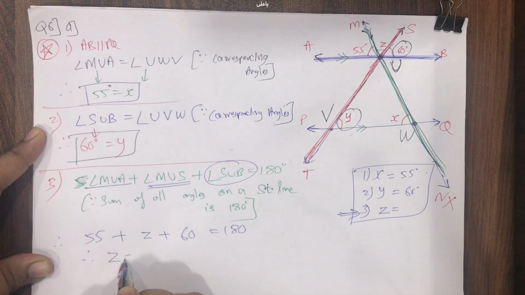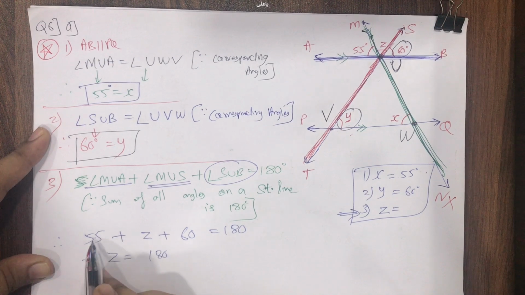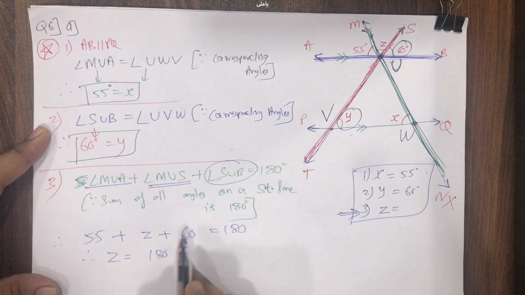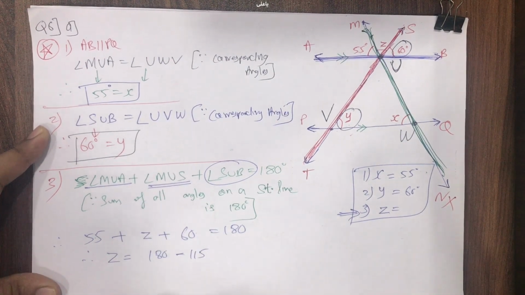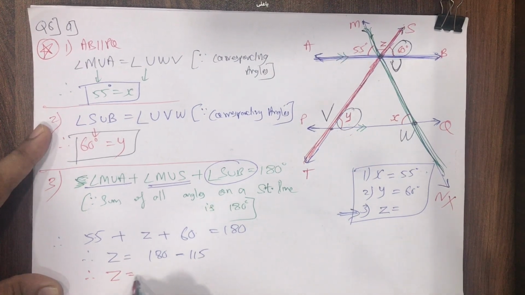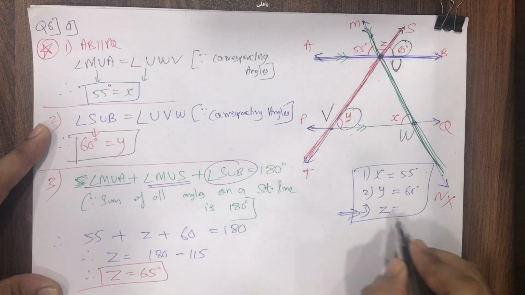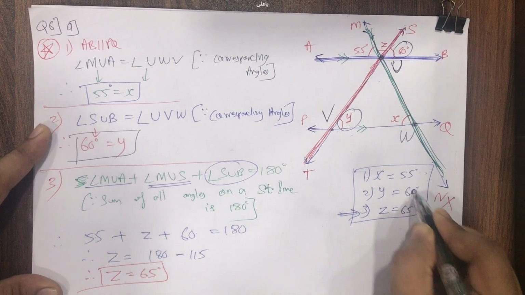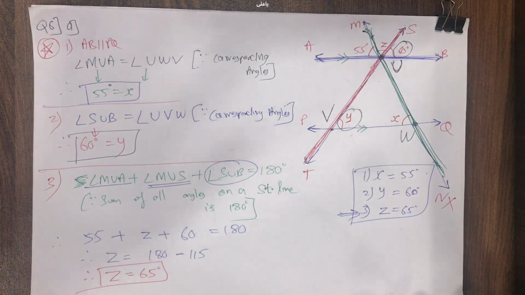Therefore Z is equal to 180 degree, and see this 55 plus 60, if you do the addition it comes to 115. 55 plus 60 is 115. When 115 comes on the right hand side it becomes minus 115. Therefore Z is equal to 180 minus 115, which comes to be 65 degree, please. So we got this also as 65 degree. So we got the values of all the 3 angles, students. Please pause the video and do it fast.